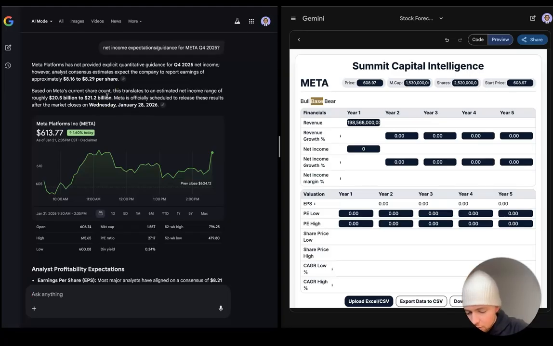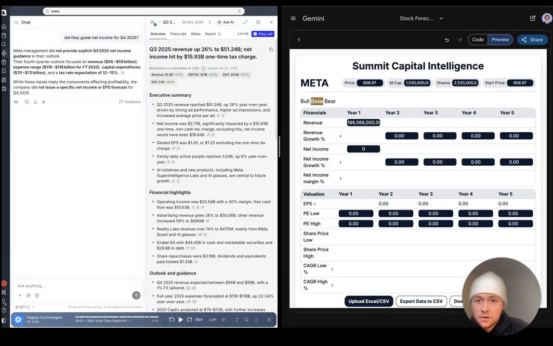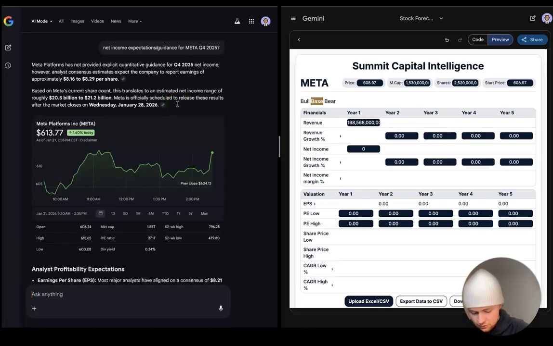Oh shoot. What was the Q3? 18.64 plus, we'll just go with 20.9. 20.9. Pretty much in the middle. 74.52 billion. So this gives us net income margin.